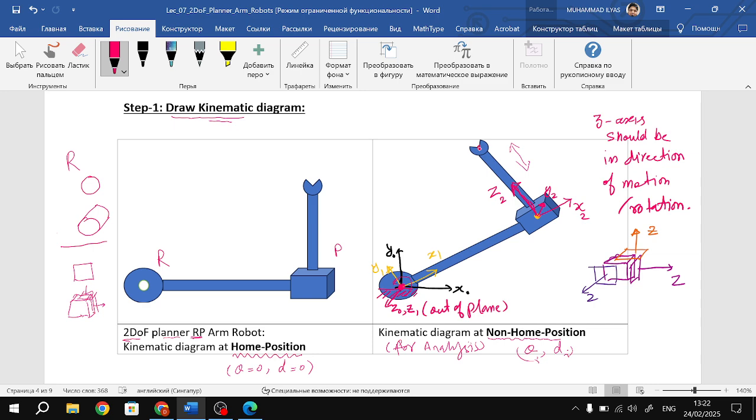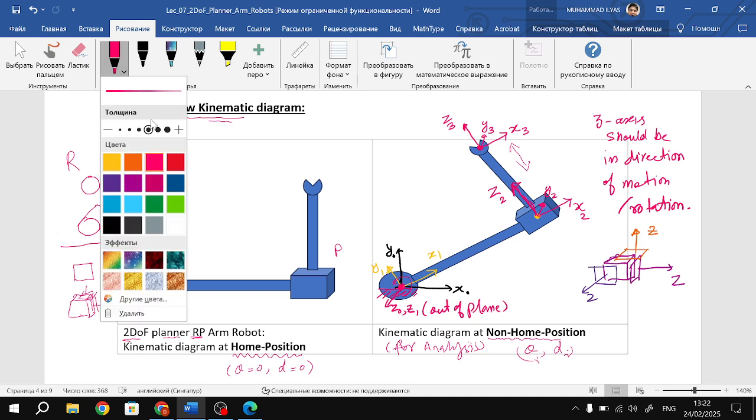And then at the last frame, which is our end effector, we also attach a coordinate frame. But that direction is the same as the previous one. Keep the last frame direction as the previous one. That is our convention, right? So this completes our kinematic diagram, but still we have to do something.